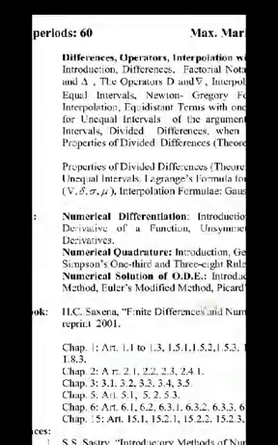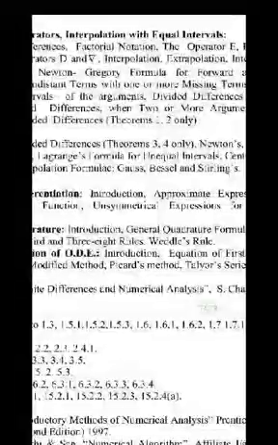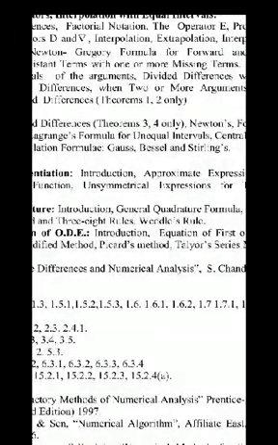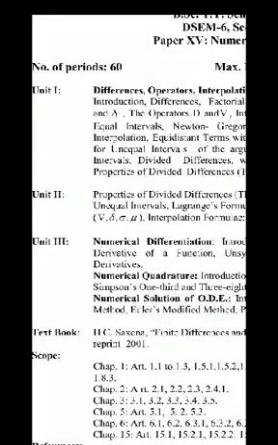interpolation, equidistant terms and one or more missing terms, then interpolation for unequal intervals of the argument, then divided differences and unequal intervals, divided differences when two or more arguments are the same, then properties of divided differences and so on. So, these are the terms included in unit first.